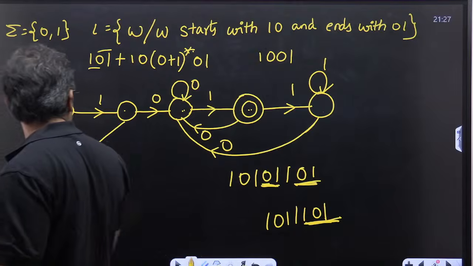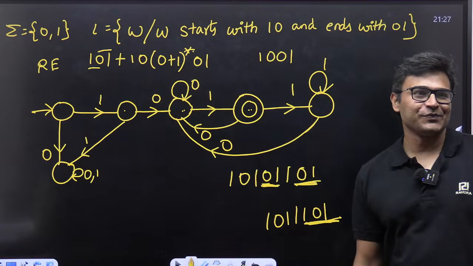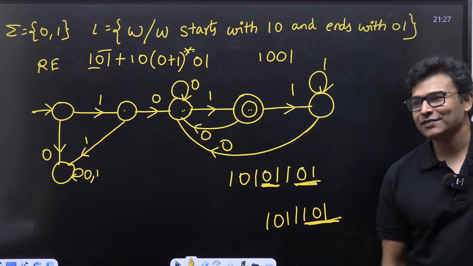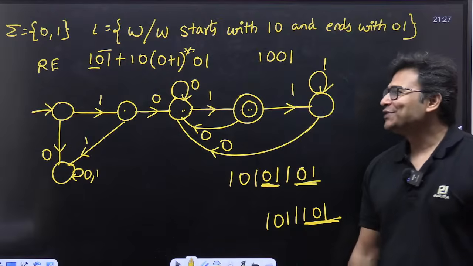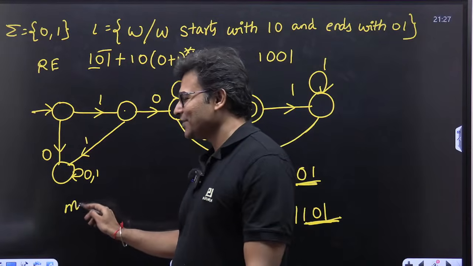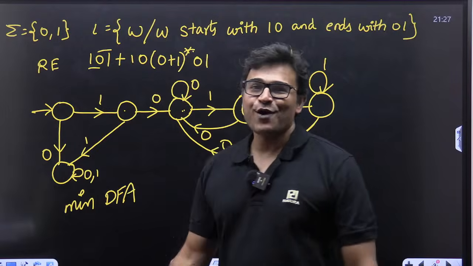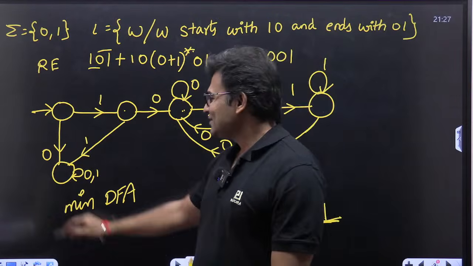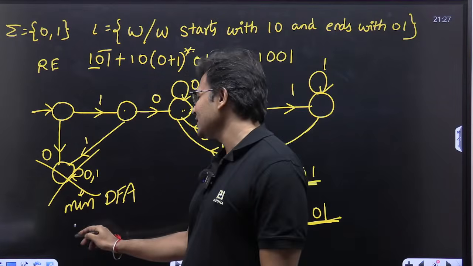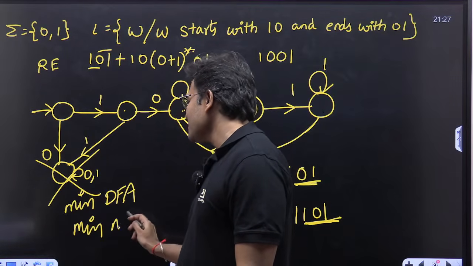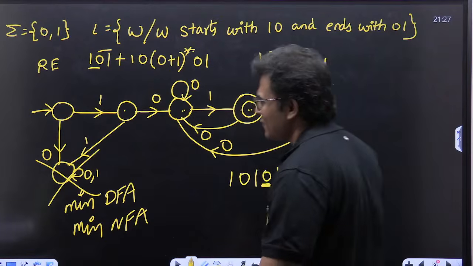Now tell me that it is simple, right? After I explain, you will feel that it is very simple. Now this is the minimal DFA. Now what about the minimal NFA? Just delete the dead state. If I delete the dead state, that is going to give me the minimal NFA.